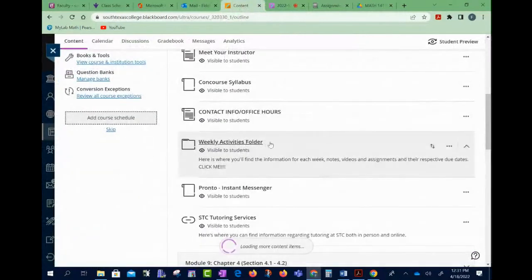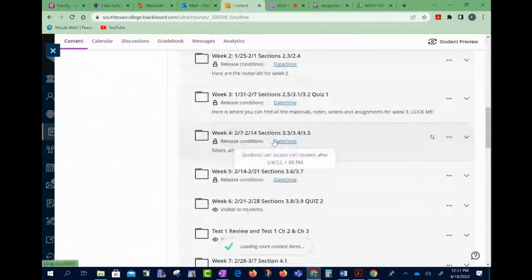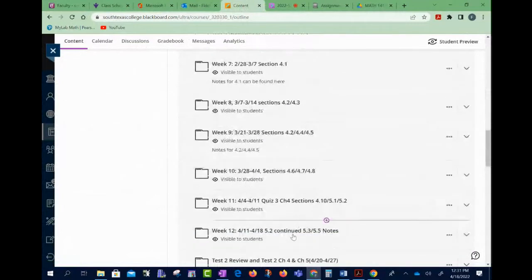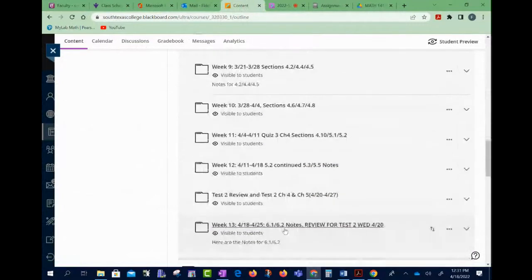Here we go. Weekly activities folder. So we are in week 13. Man, we're wrapping up the semester. I'm not sure if you guys are aware of this, but the semester is 16 weeks long. So we got 3-4 more weeks to go. After this week, we got 3 weeks to go, right? So we're winding down.